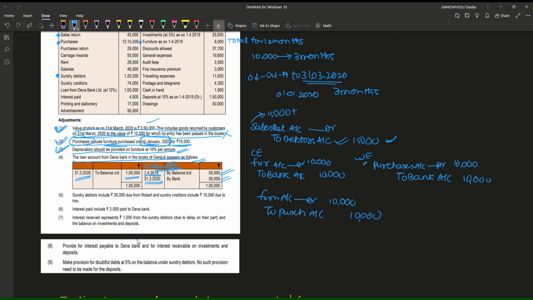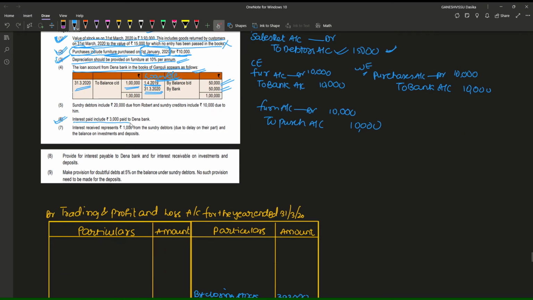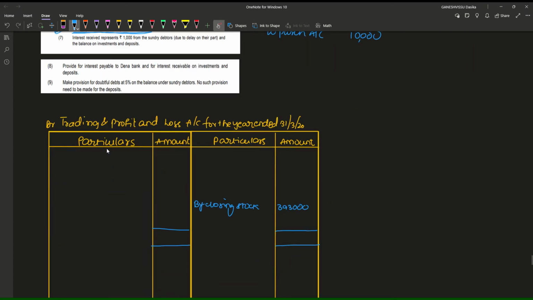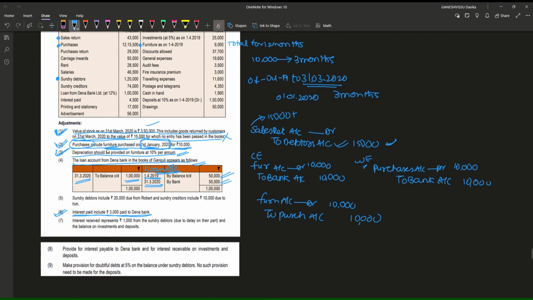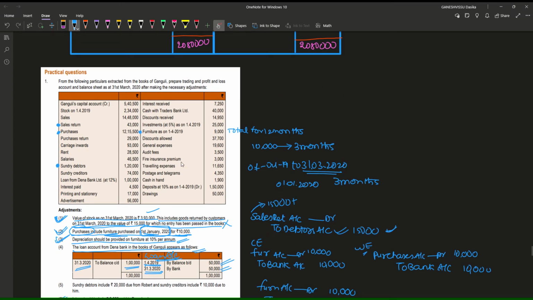But why have they given this? Let us see. If we go to adjustment number 6, what happened here? See, interest paid includes rupees 3,000 paid to Dena Bank, right? But what is that here? Simply, let us see the interest paid in the trial balance, right? Interest paid, here we have.